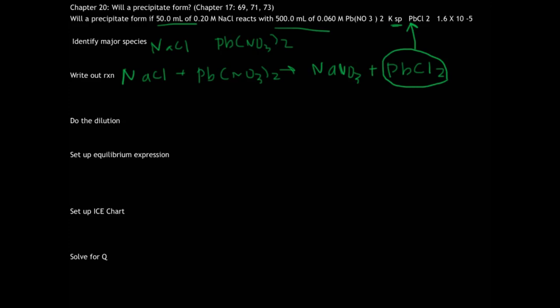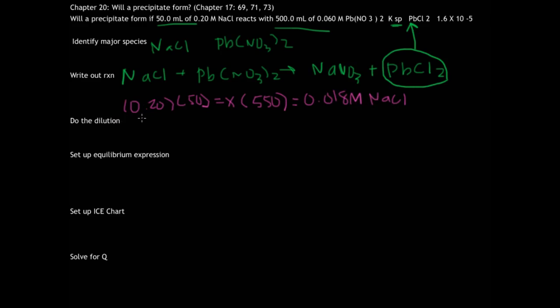So the first thing after you write the reaction is, if you're going to mix them, dilution is going to happen. So we're going to do M1V1 = M2V2 for both salts. For the sodium chloride, it's 0.2 times 50 equals X times 550, because 50 mixed with 500 is 550. That salt, sodium chloride, comes out to be 0.018 molar NaCl, which is 0.018 molar sodium and 0.018 molar chloride.